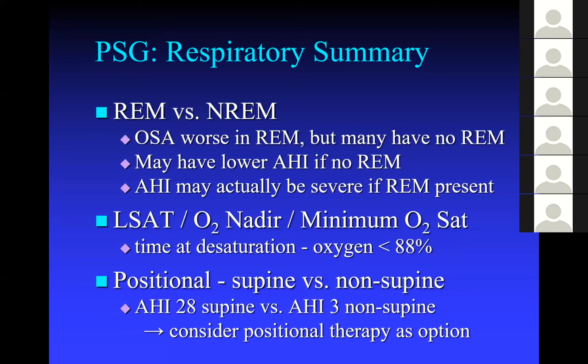So we're looking at the minimum oxygen saturation, which can be LSAT, lowest saturation, or oxygen nadir, and then time spent below 88%. And then positional. I think this is important, but not all the home studies we get actually show this. I like the one we have at WVU because it shows supine versus non-supine. Sometimes positional therapy is what's needed, and there are positional devices you can use to train yourself to sleep in a non-supine position.